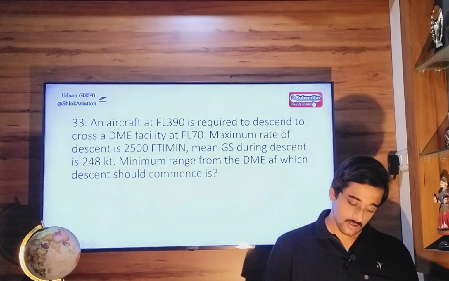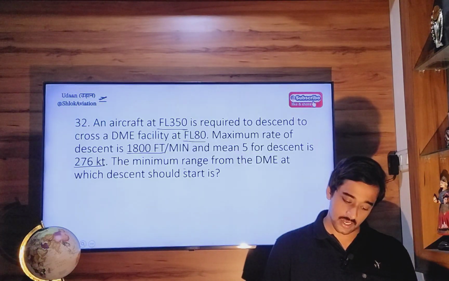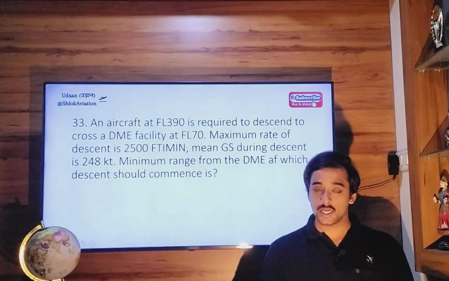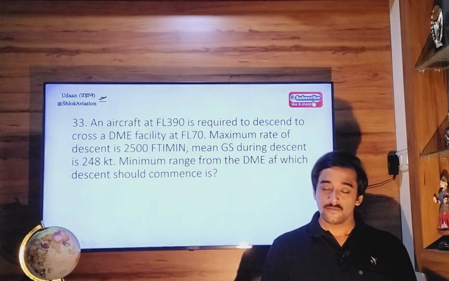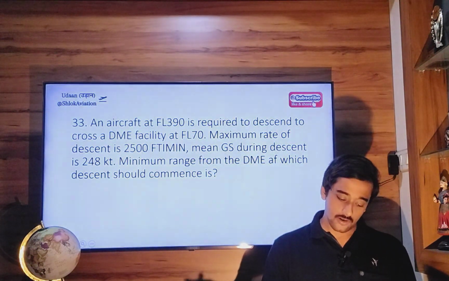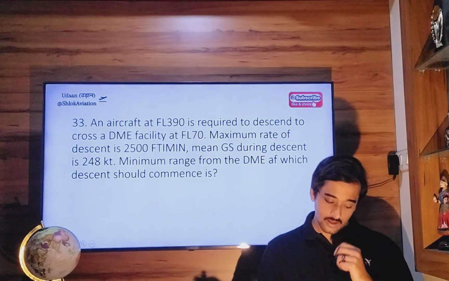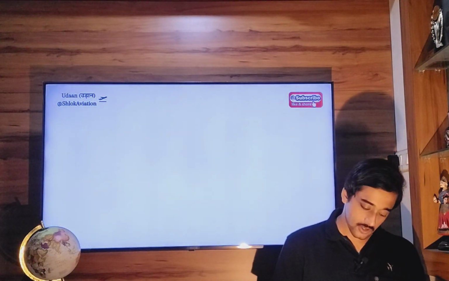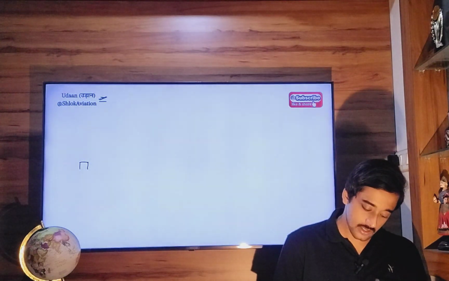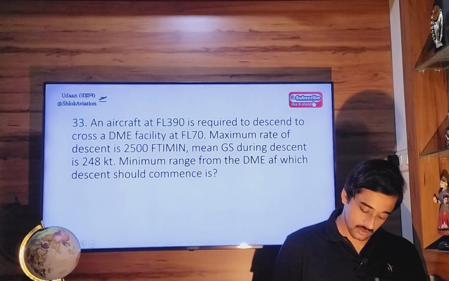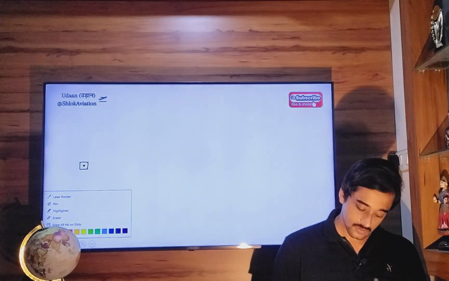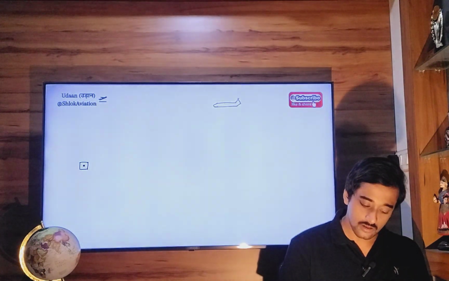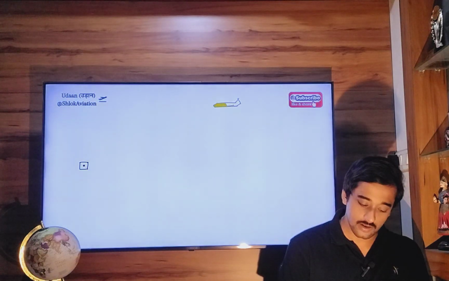Next. Aircraft is at flight level 390 and you have to arrive over the DME station at flight level 70. Rate of descent is given, speed is given. You have to calculate the descent distance. Okay, similar to the previous question. So this is your DME station. Here is your aircraft.